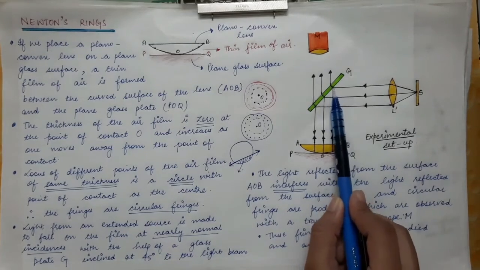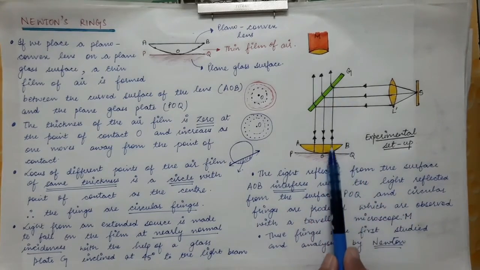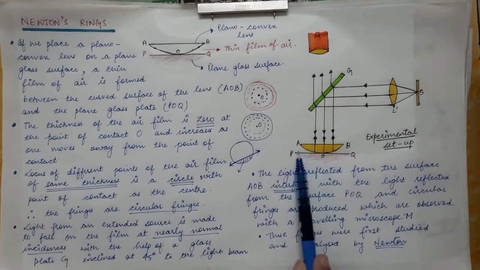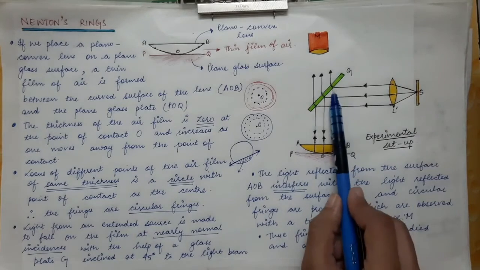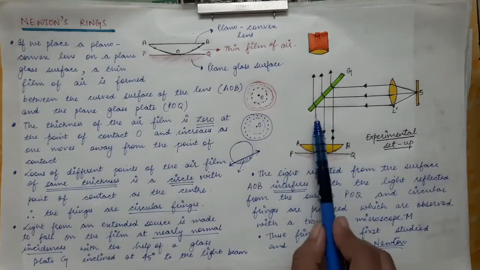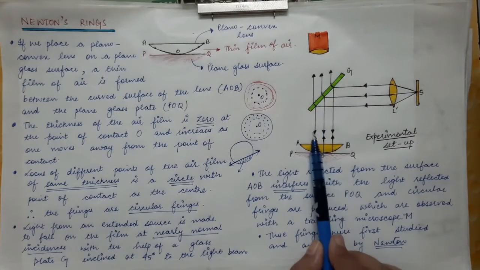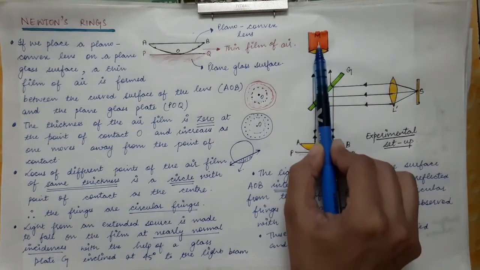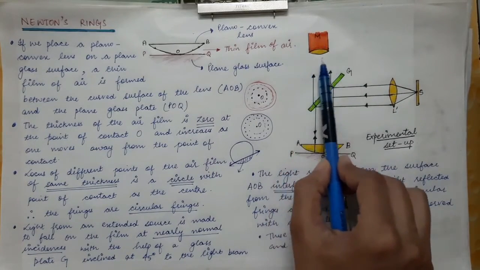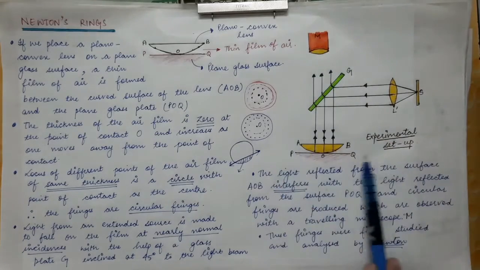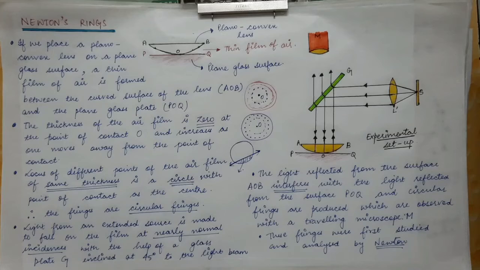So when these rays fall on this air film which is formed over here of varying thickness, the light rays which are incident normally on this air film will get reflected, and those reflected light rays will get transmitted from this glass plate and fringes are observed using a traveling microscope. So this is the whole experimental setup of Newton's rings.